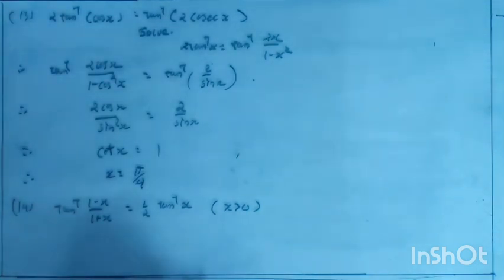Now question numbers 15, 16, 17 are given as optional questions and objective questions, so solve them yourself. In the next lecture we will discuss some important questions related to what?